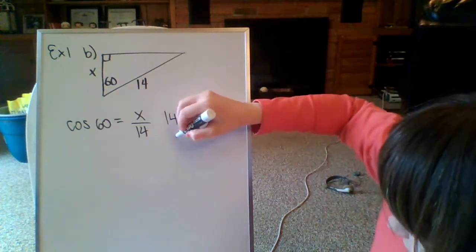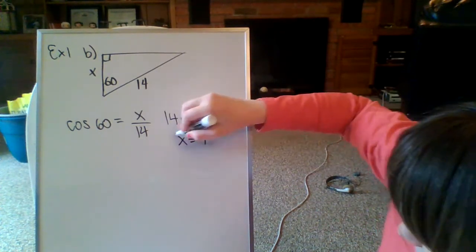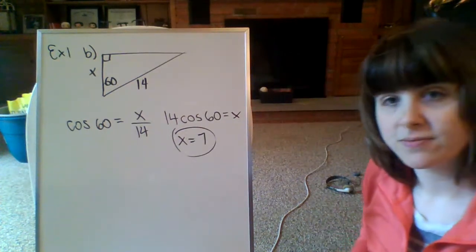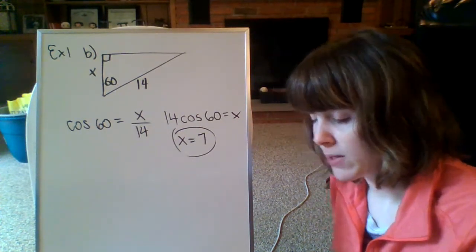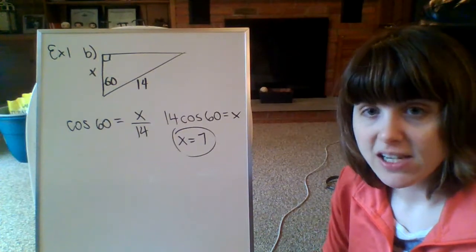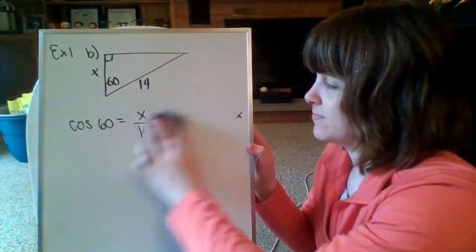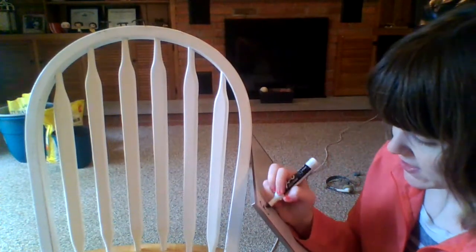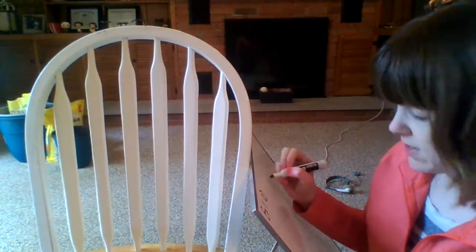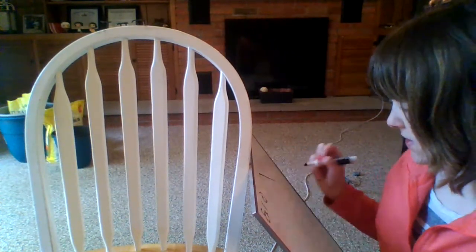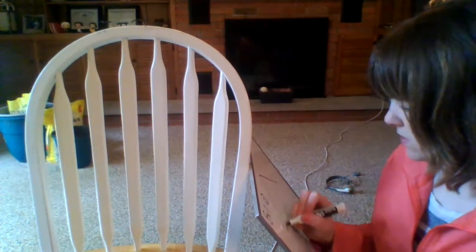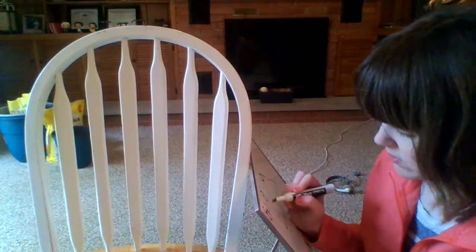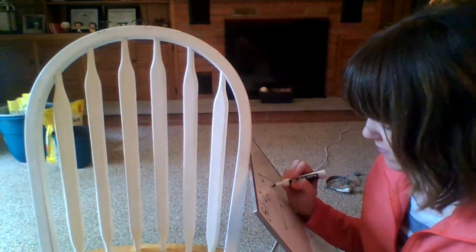Alright, so x equals 7. And that's it. We did the second one. Alright, so we have one more problem like this, and then we'll focus on finding missing angles. Okay, so I'm going to remove this so I can draw the next triangle. So this is example 1, part C, and the triangle looks something like this. So we have 10, x, and 45.